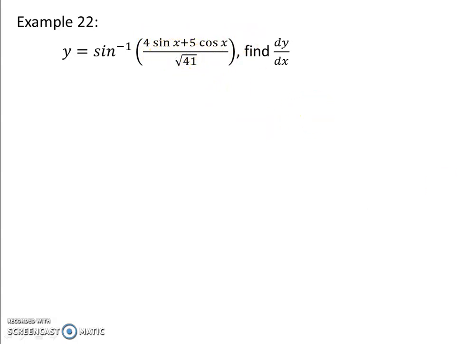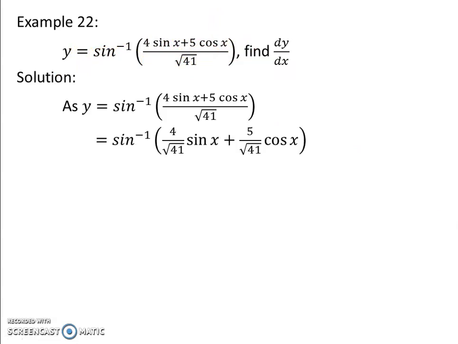So whenever we have such a case, we try to use sin of a plus b or cos of a plus b or tan of a plus b depending on the outside function. As it is sine inverse, so inside we can simplify in the form of sin of a plus b. So what first we will do, we will separate out the denominator. So we get sine inverse of 4 upon root 41 sin x plus 5 upon root 41 cos x.